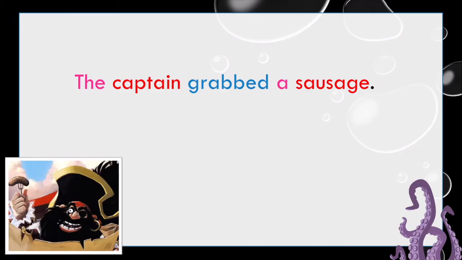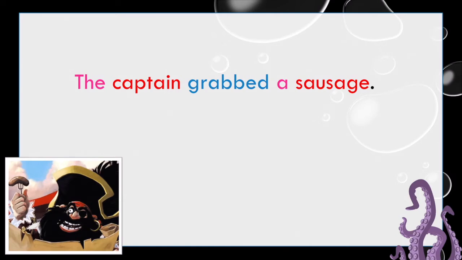So let's talk about the basics of a sentence to begin with. I actually couldn't find a totally basic, simple sentence in this book because, in general, authors don't use them that much. When they do, they're using them for effect. They stand out because they're strange. They use them to be punchy. But anyway, here we go. The captain grabbed a sausage.